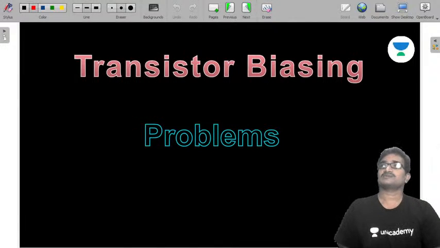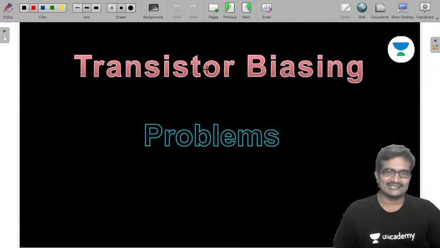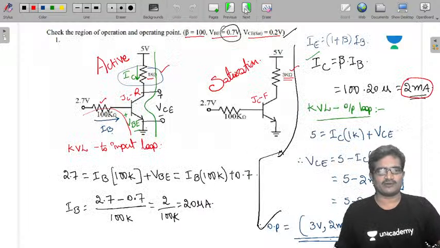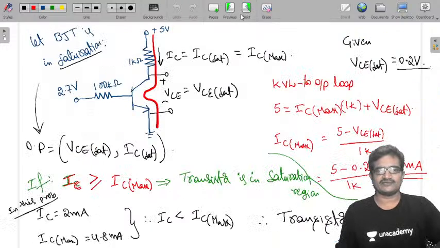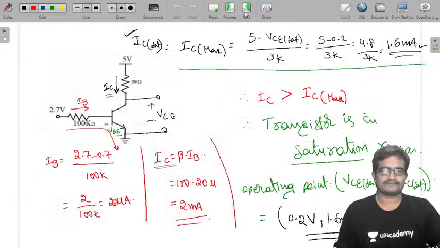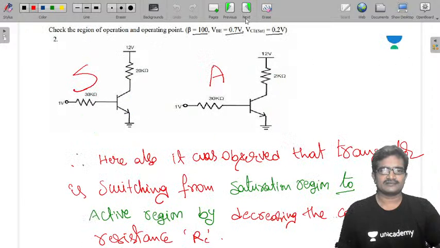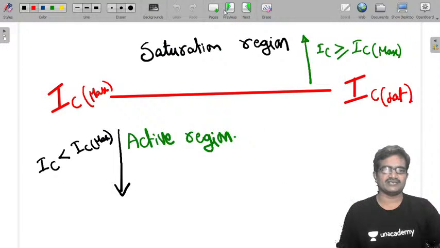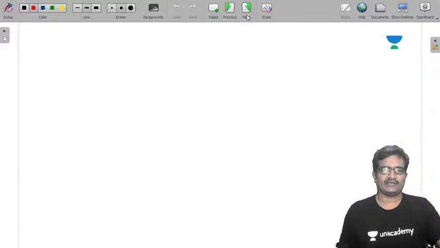So now our today's topic is transistor biasing problems. In the last session we already did some problems. These are the problems we did in the last session. In that we observed, first we calculate IC maximum. After that, if IC is less than IC maximum, it means the transistor is in the active region. If IC is greater than IC maximum, the transistor is in the saturation region.